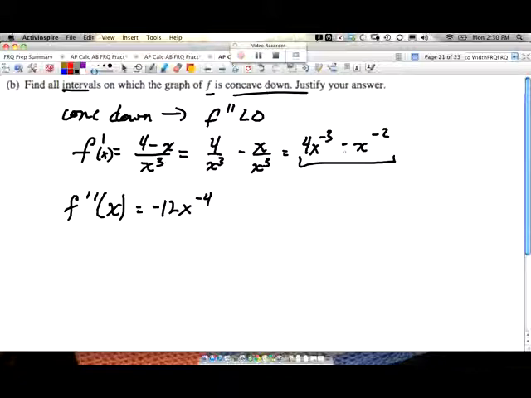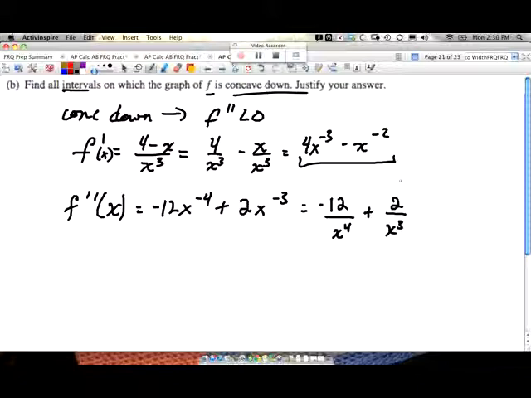Then we got a plus, because this negative 2 is going to drop down, times the other negative, plus 2x to the negative 3. Alright, so now let's go back and simplify that a little bit. So we'd have negative 12 times, oh wait, when is it concave down? Alright, so negative 12 over x to the 4th. And then we got plus 2 over x cubed. We got to figure out when does this change sign.